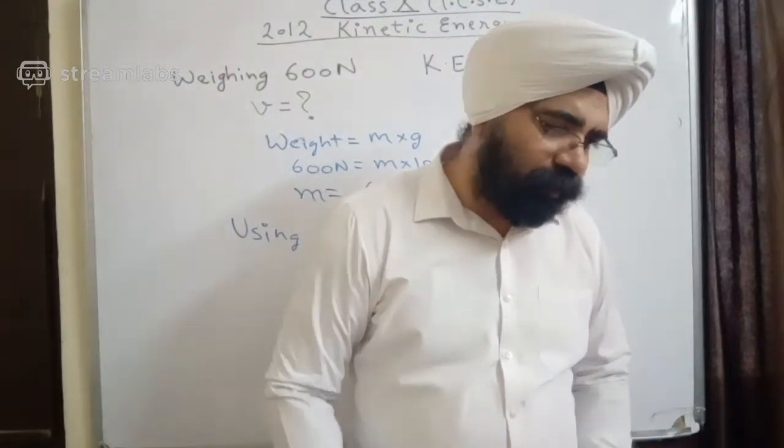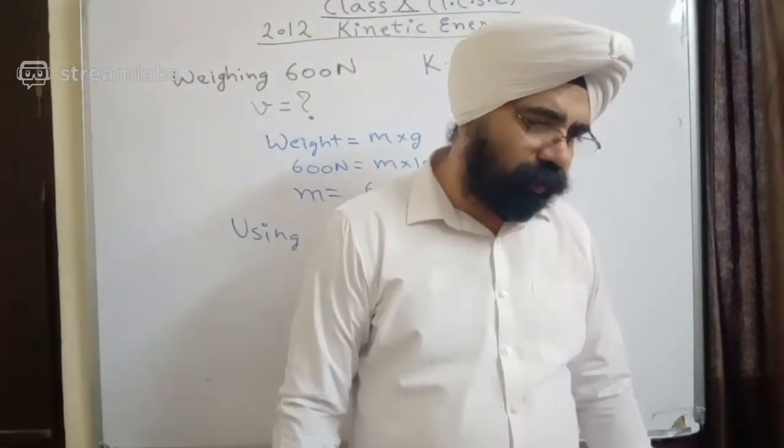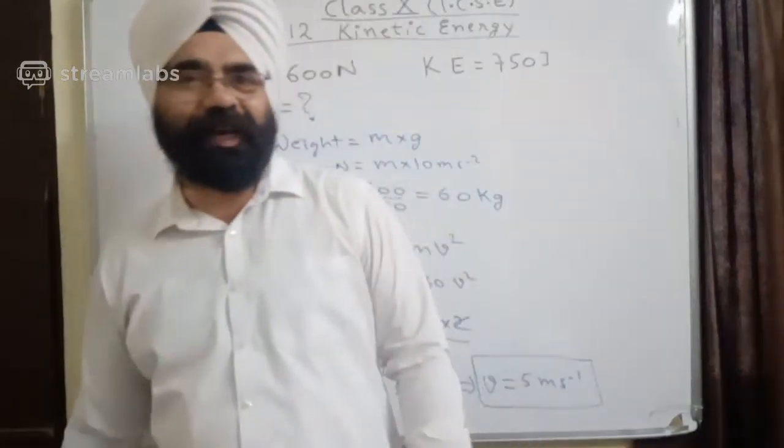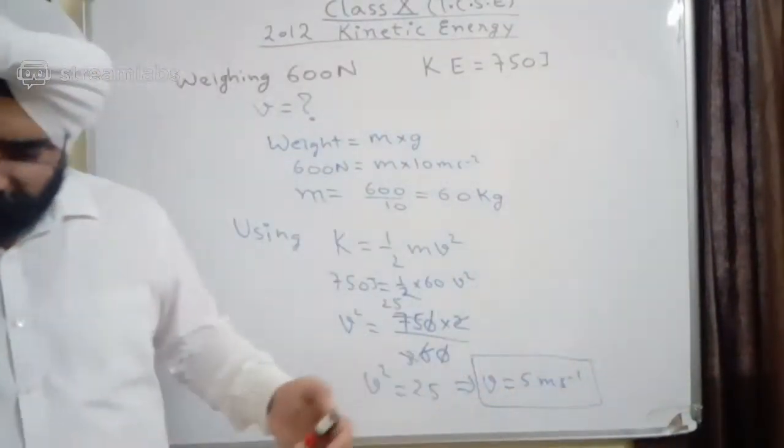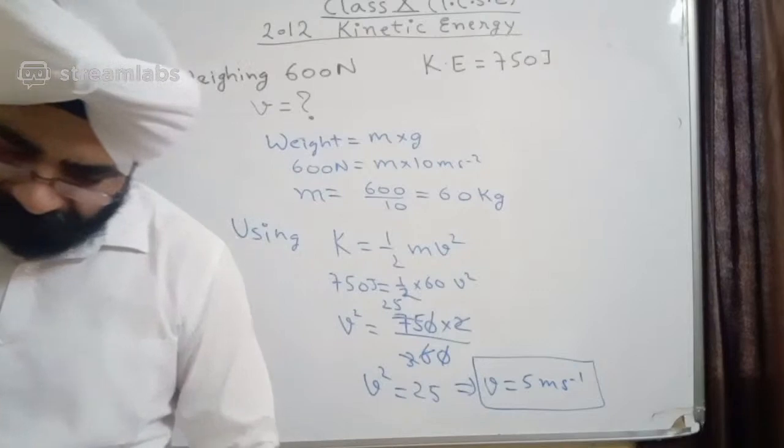Kartika gives 5 meter per second, Shingarika gives 5, Anushka gives 6. I am late this time. I got confused with the 0 over there. I took it even after cancelling it.